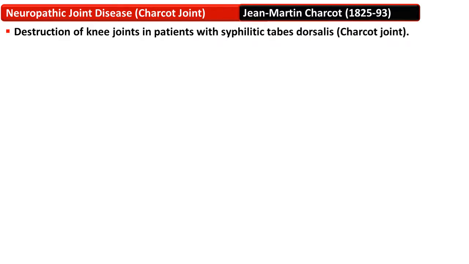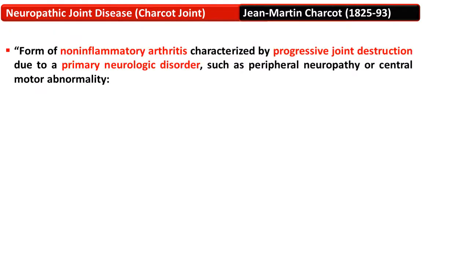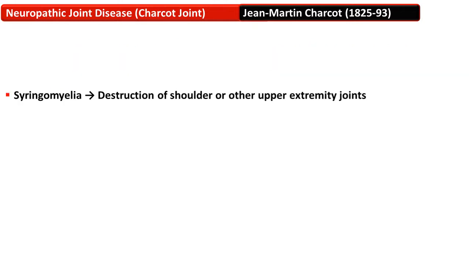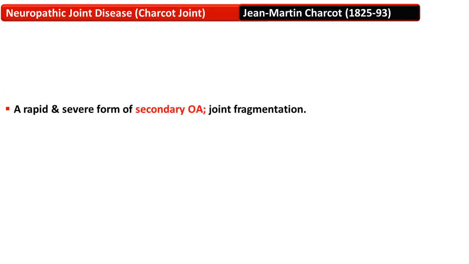Neuropathic joint disease or Charcot joint was described by Jean Martin Charcot in the mid-19th century, who described the destruction of the knee joint in a patient with tabes dorsalis and termed it Charcot joint. It is basically a form of non-inflammatory arthritis characterized by progressive joint destruction due to a primary neurological disorder such as peripheral neuropathy or central motor abnormality. These days the commonest cause is diabetes mellitus following peripheral neuropathy. In syringomyelia, there is destruction of the shoulder and other upper extremity joints.